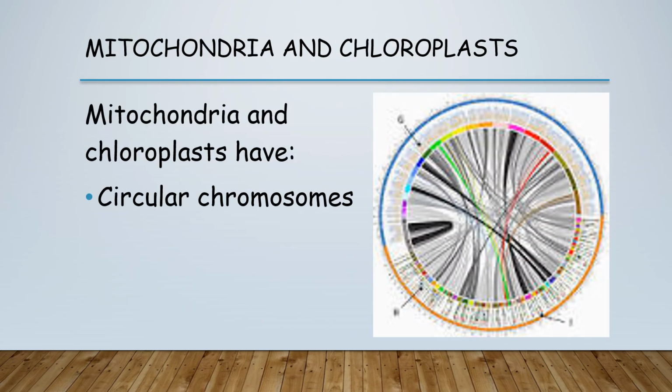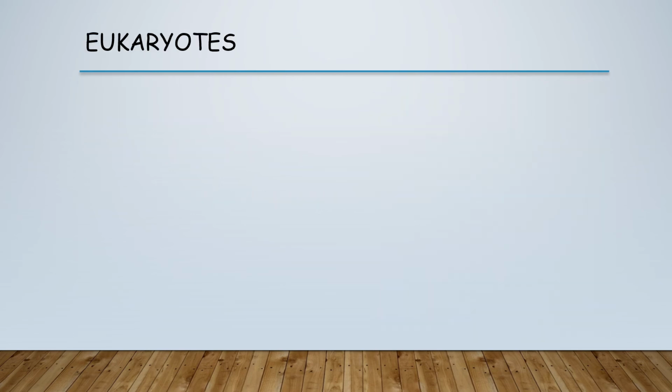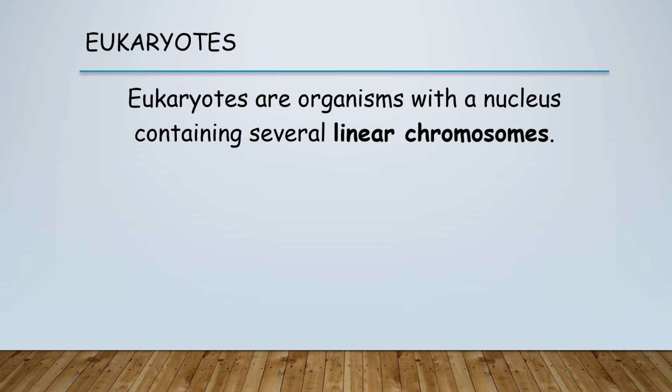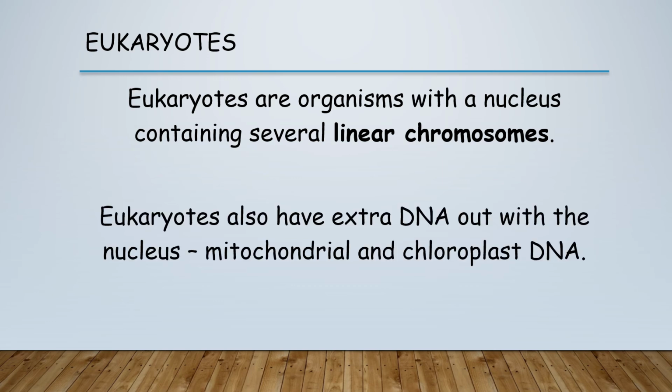So irrespective of the base pair numbers and what it codes for, the key bit of information here for your table is that mitochondria and chloroplasts have circular chromosomes. That's how it's organized in mitochondria and chloroplasts. It's circular chromosomes. So a key example of a eukaryote is you. The majority of life on Earth is eukaryotic. They contain their DNA in a nucleus, which is in linear form, so linear chromosomes. They also have extra DNA, which we've just discussed. That is in the mitochondria and the chloroplasts.